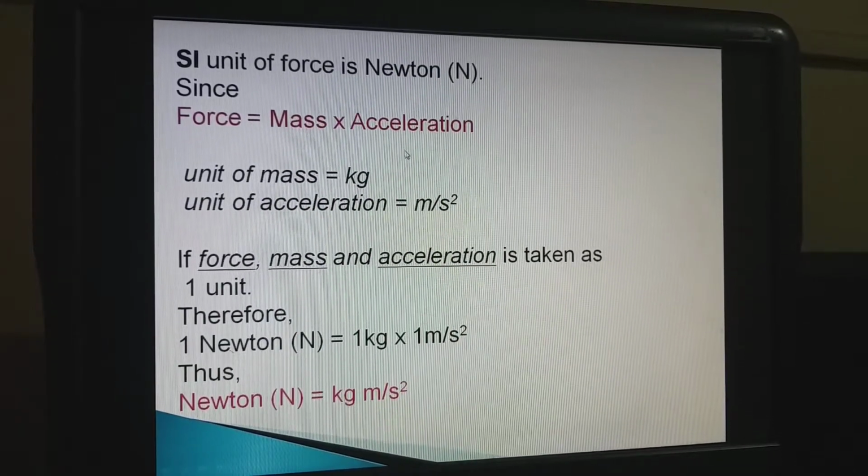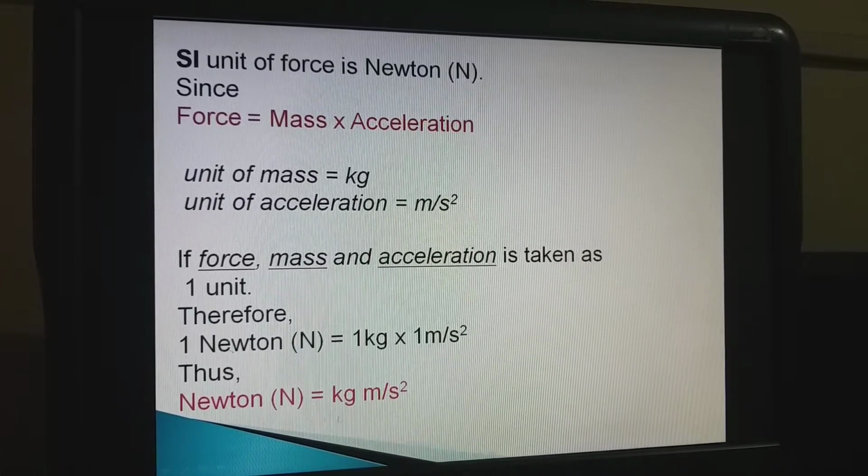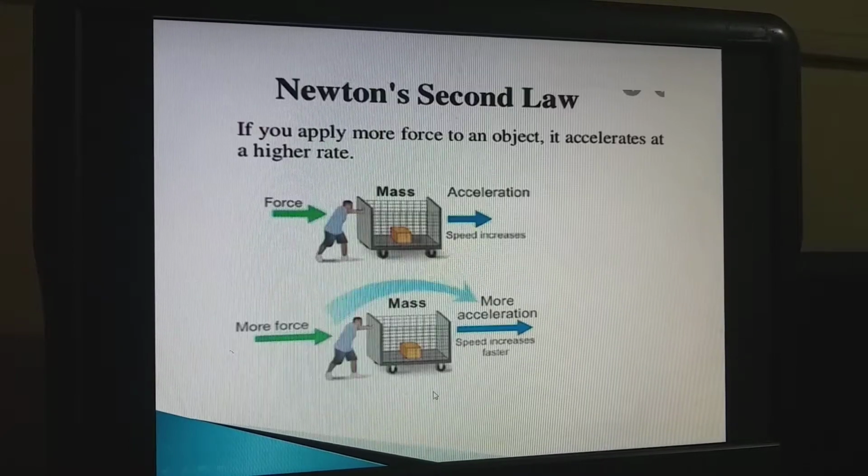Now, mass into acceleration: kg, and acceleration meter per second square. So for 1 unit, what is 1 Newton? You can say that 1 Newton is equal to 1 kg into 1 meter per second square. So finally, Newton is nothing but kg meter per second square.